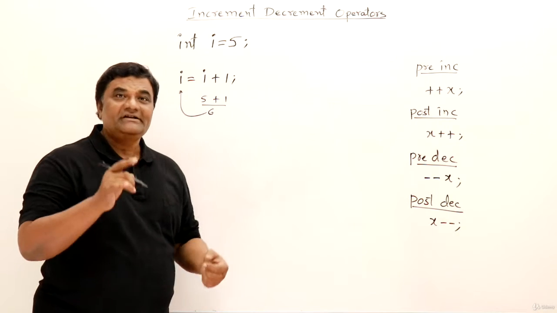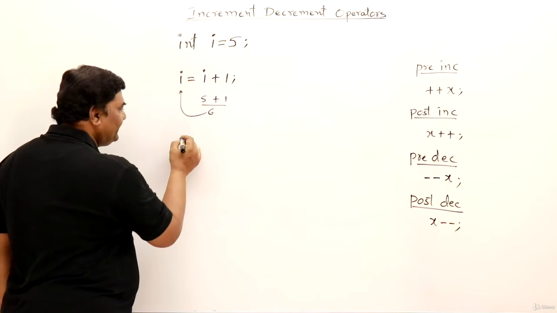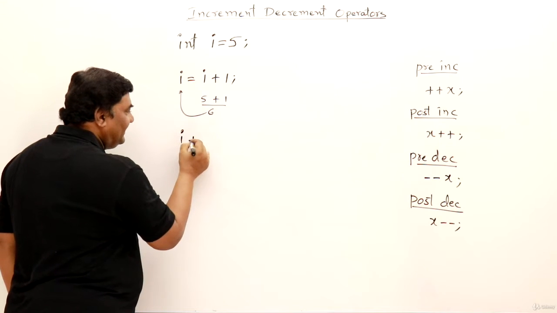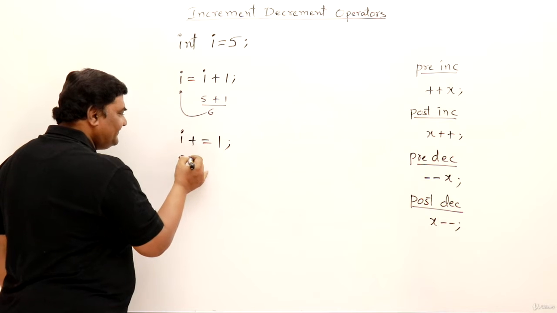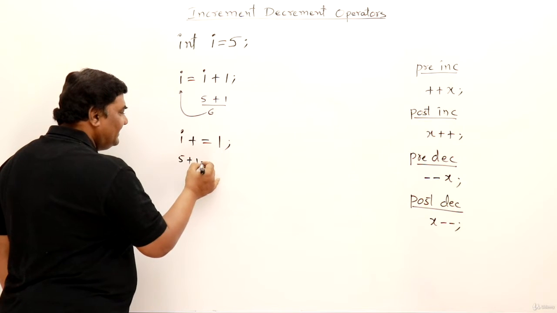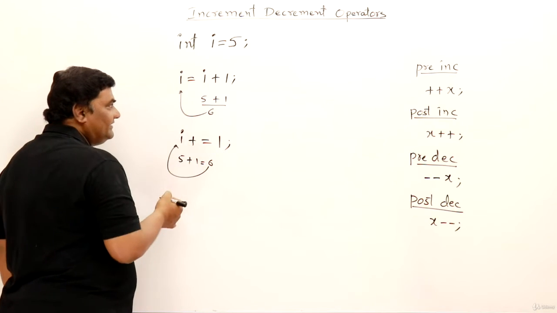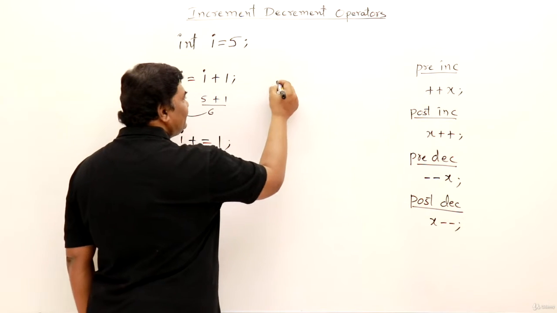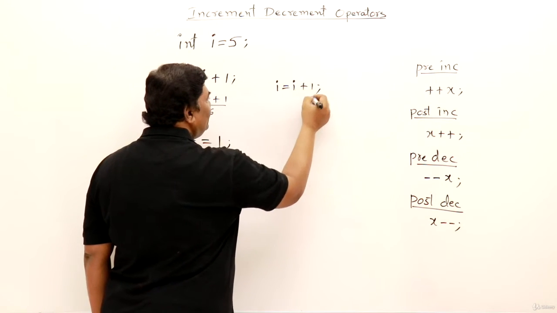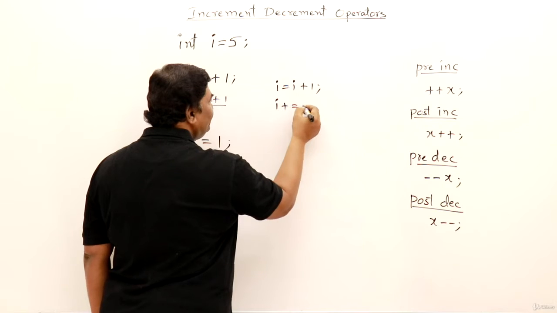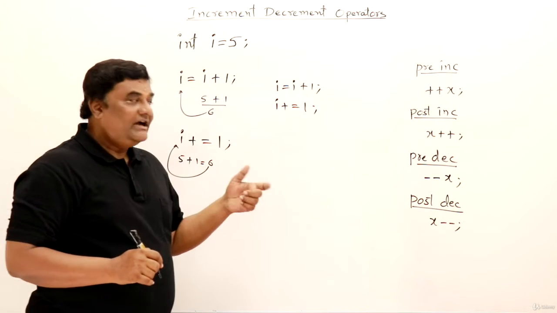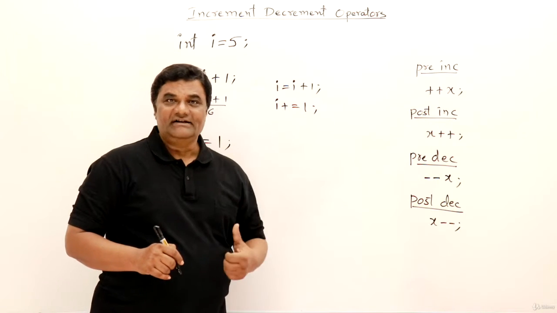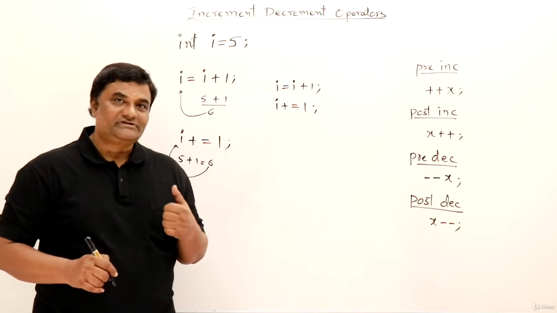The same statement even I can write like this by using compound assignment operator, I plus assign 1. So if suppose I value is 5, then plus 1 it becomes 6, and 6 is stored in I. So instead of writing I assign I plus 1, I can also write I plus assign 1. This we have learned in the previous video. Now we have increment operator instead of that. So let us see what is the use.